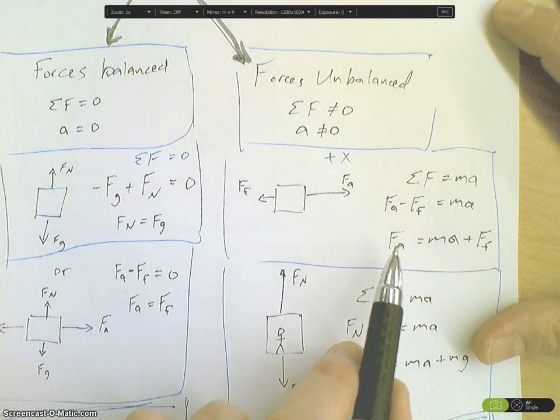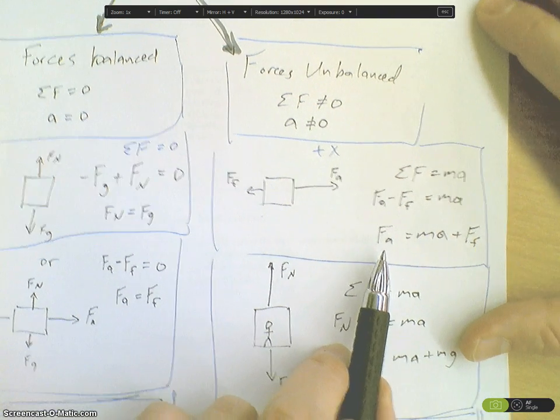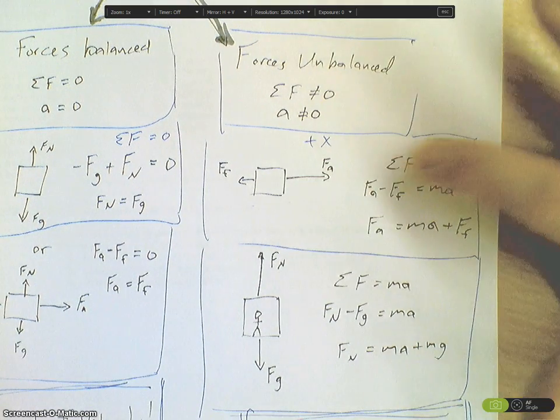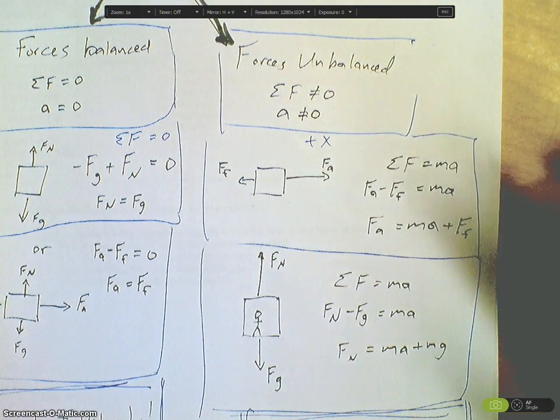Solve that for the force applied. I'd have force applied is equal to ma plus the force of friction. So that's how it looks mathematically, and that's what it looks like on a free body diagram.